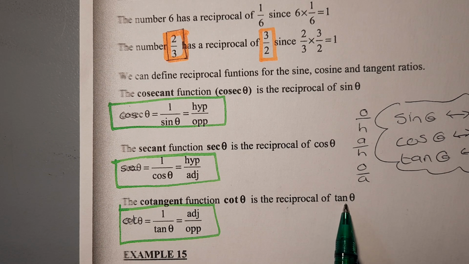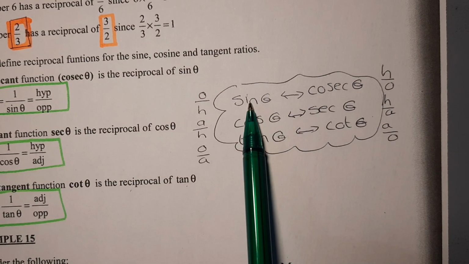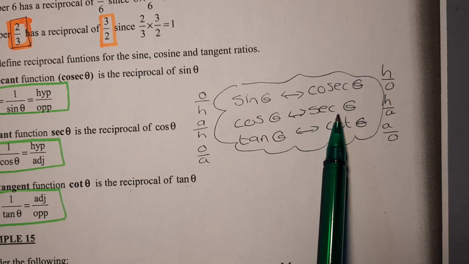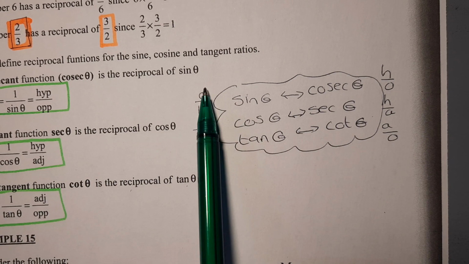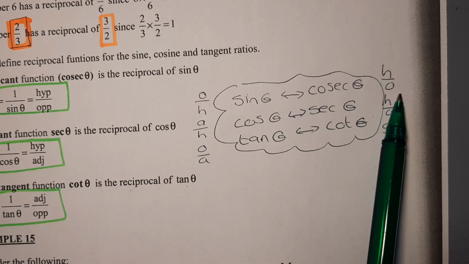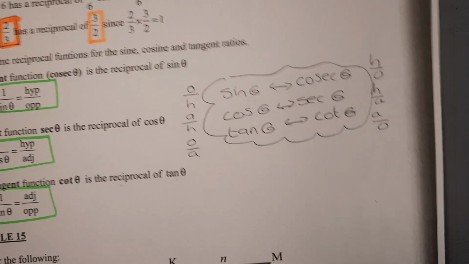The reciprocal of tan is called cot. Cot is 1 over tan. Tan is opposite over adjacent, so cot will be adjacent over opposite. So here again, let's just recap. The reciprocal of sine theta is cosec theta, of cos theta, sec theta, and of tan theta, cot theta. If sine theta is opposite over hypotenuse, cosec is hypotenuse over opposite. I suggest you copy this in your book, and you will have to memorize it.